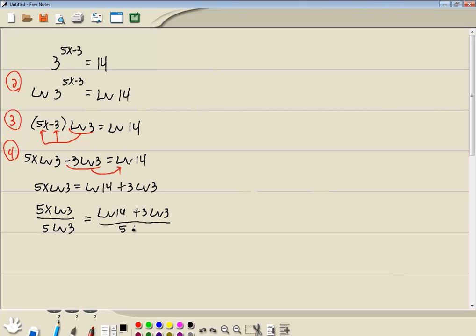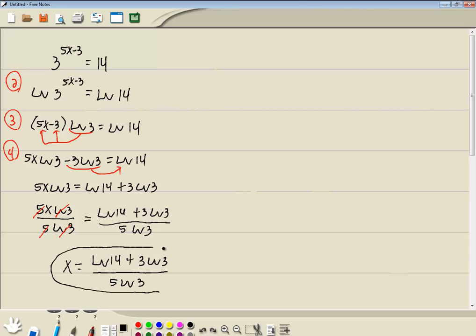So we got 5 natural log of 3. These 5's cancel, the natural log of 3's cancel. And we got x is equal to natural log of 14 plus 3 natural log of 3 over 5 natural log of 3. And that's our answer. You could use some properties of logs to simplify this, but there's not much need at that point. If we're going to do something else with it, then that'd probably be beneficial.